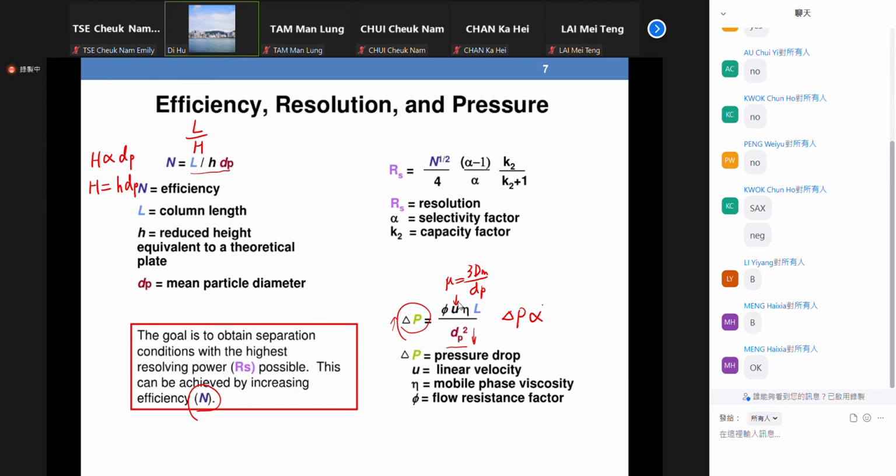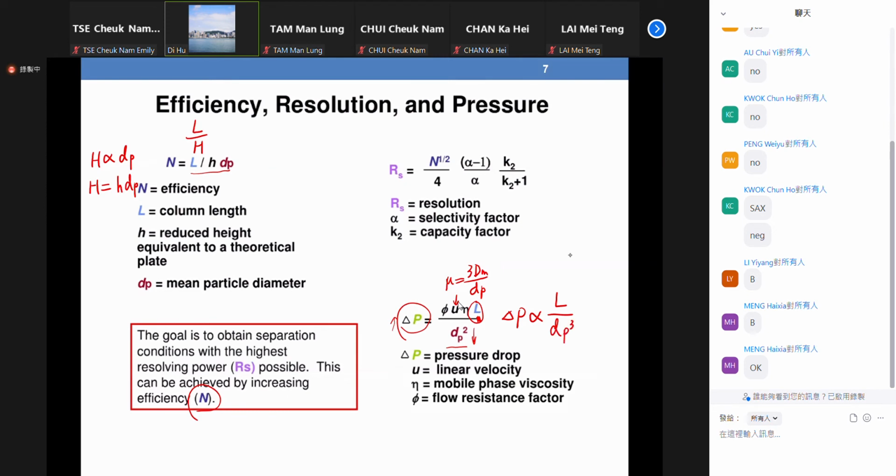It's not just proportional to 1 over dp squared. It's proportional to column length. Don't miss this one. L means length, column length. Okay, so this one is viscosity. That means if you want to have smaller pressure drop, you want to use a less viscous mobile phase, with smaller viscosity.